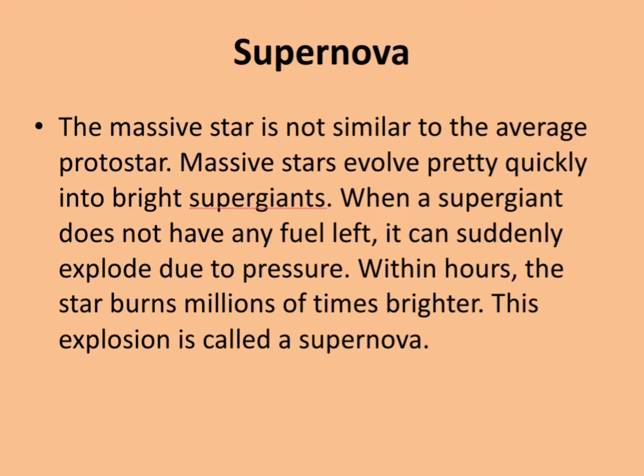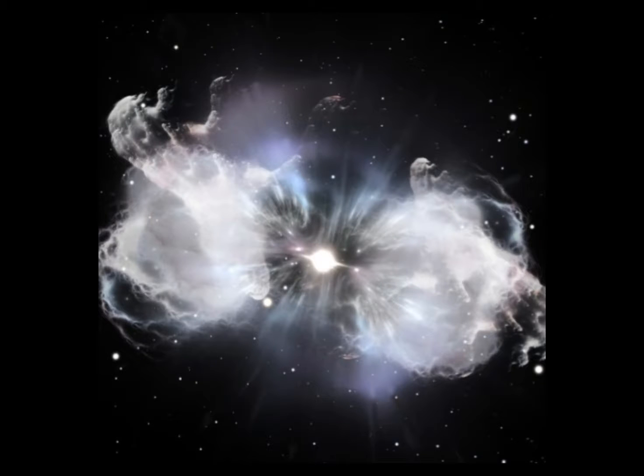Supernova. The massive star is not similar to the average protostar. Massive stars evolve pretty quickly into bright supergiants. When a supergiant does not have any fuel left, it can suddenly explode due to pressure. Within hours, the star burns millions of times brighter. This explosion is called a supernova. As you can see, this is a picture of a supernova.